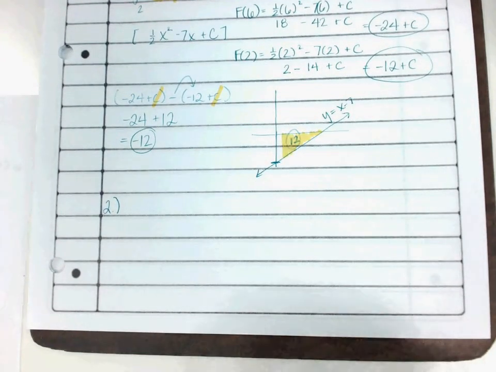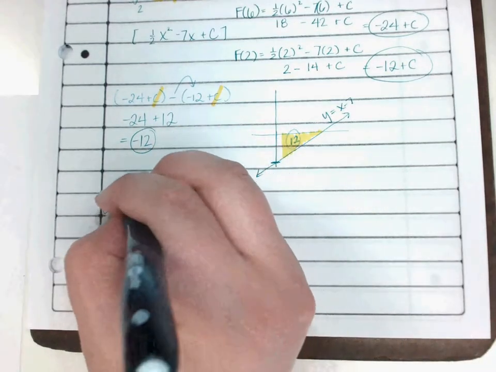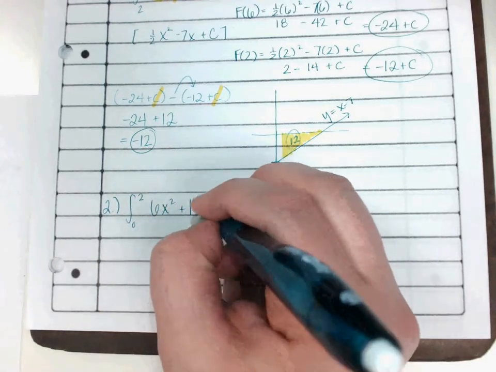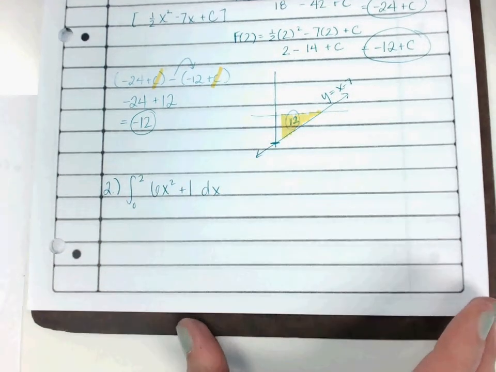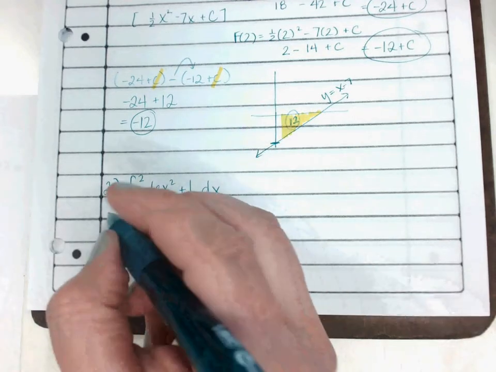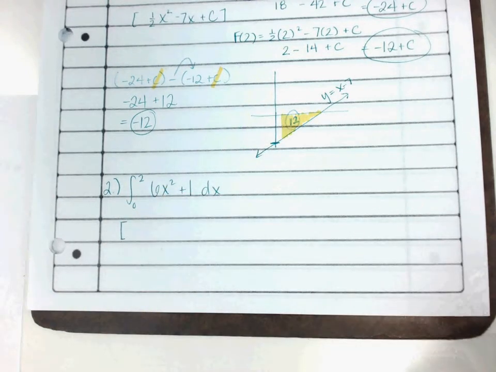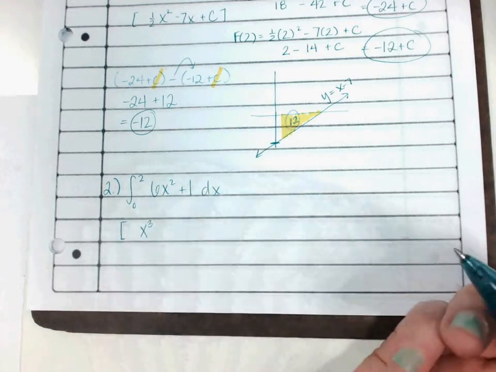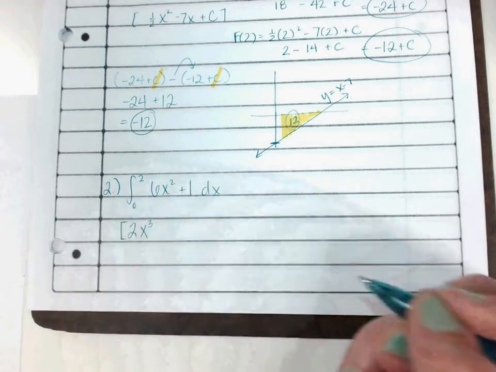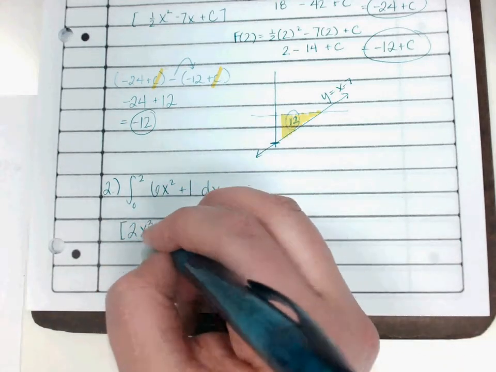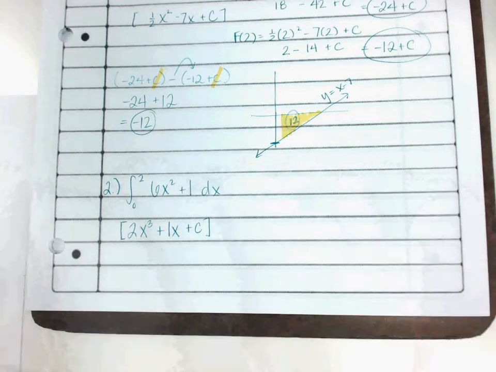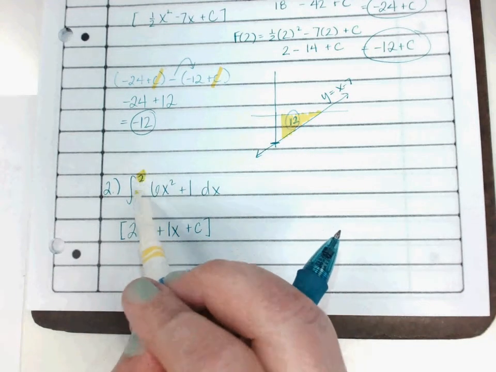Next one, we're doing the integral from 0 to 2 of the function 6x squared plus 1 dx. Okay, what do you do first? Get the antiderivative. So I'm going to add 1 to the exponent of x squared, what do I get? X cubed, then I divide by the 3 on the 6, now it's a 2. Antiderivative of 1 is 1x plus c. Then from there, what do I plug in? 2 on top, 0 on bottom.